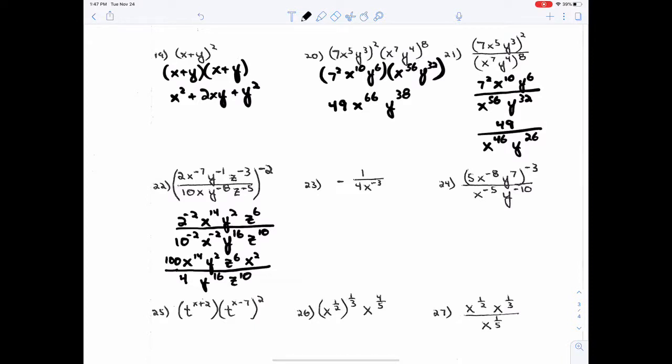Now, I'm a little short on room here, so I'm going to put the final answer right here. Okay? So, the 4 and the 4 and the 100 cancel to give you 25.